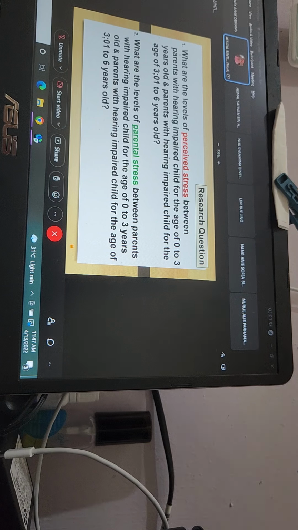Okay, so because of that, he separated the age of the child because this is what he found in the previous study. So he developed what are the levels of perceived stress between parents with a hearing impaired child for the age of 0 to 3 years old and parents with a hearing impaired child for the age of 3 to 6 years old. He separated the parents based on the child's age because that's what he found from the theory and research. He did the same for parental stress.